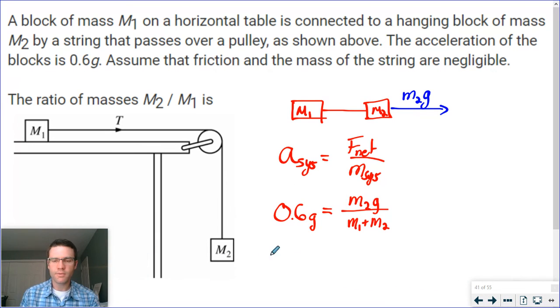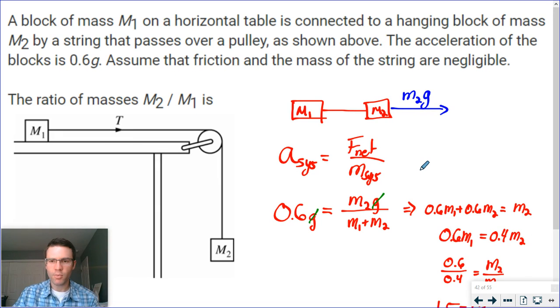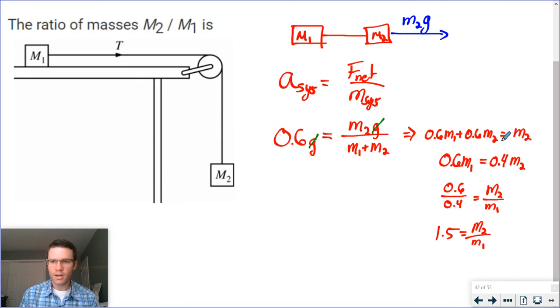Well, we can solve this for the ratio now. We want to get M2 divided by M1 out of this equation. So let's get M1 and M2 on the left side. If you multiply that out, we get 0.6 times each one of these. Our G's cancel, and so I get this equation here. And now I just have to do a little bit of algebra.